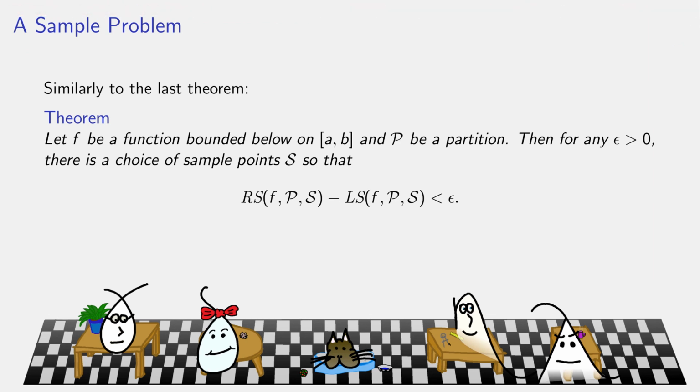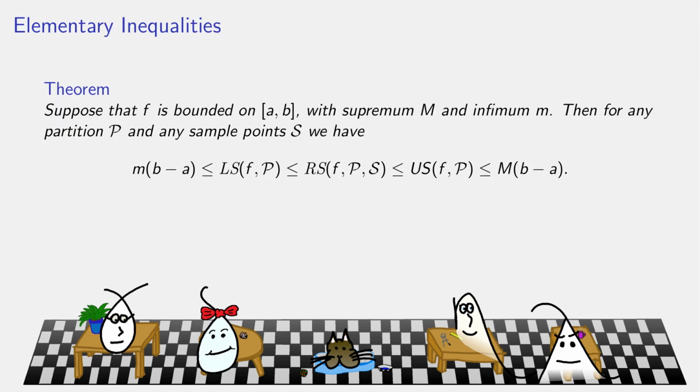Okay, so hopefully we were able to show that Riemann sums are close to lower sums if you choose the sample points appropriately. So, continuing on with establishing some squeezing type inequalities. We've got a function f, it's bounded both above and below. The supremum and infimum on the entire interval from a to b I'm calling capital M and little m. The claim is that no matter what partition you pick and no matter what sample points you pick, you have this chain of inequalities.